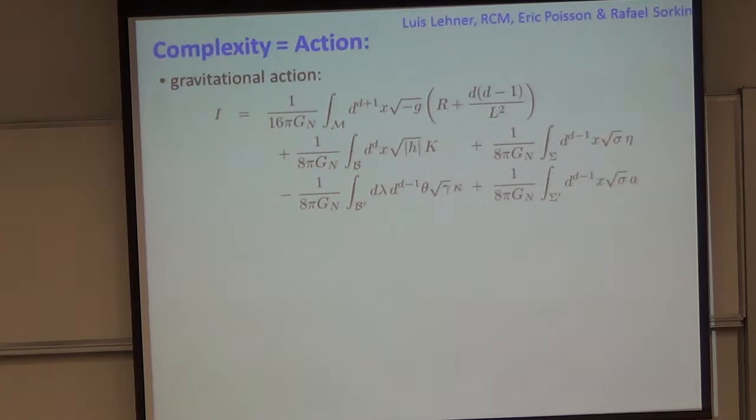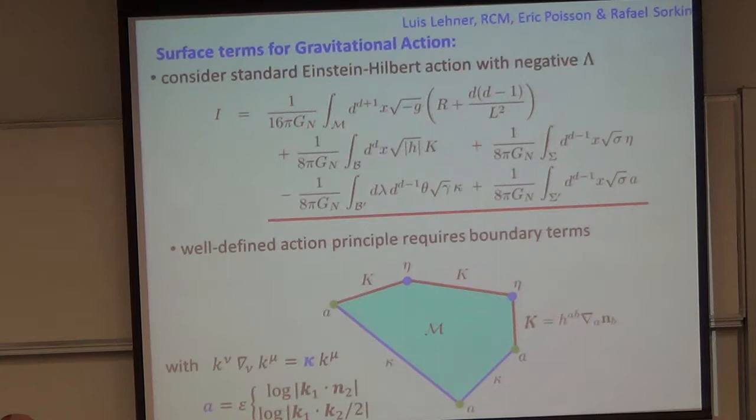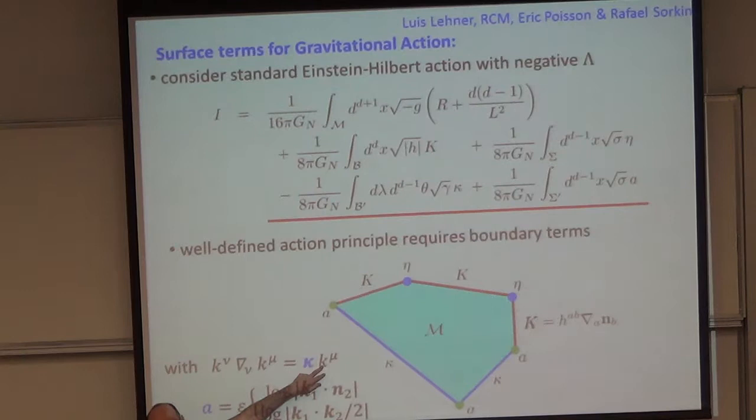Yeah? Oh, I'm sorry, I went too fast. So kappa is something I'm integrating along the null boundary. But it's defined by this equation here, where k is the normal vector to the boundary. So k is a null vector in this particular case. It's the null normal, say, to this surface right here.